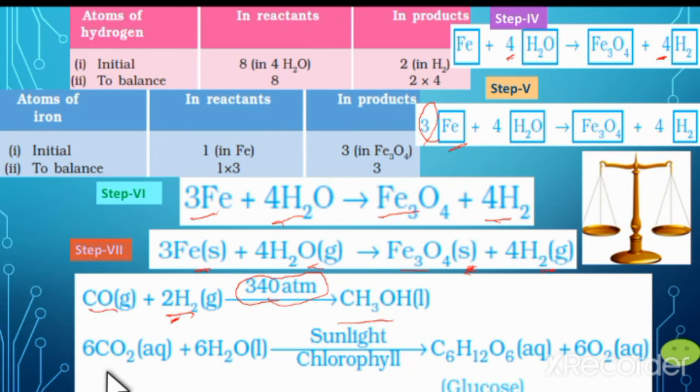Next, another example, the simple photosynthesis example, where 6CO2 is treated with 6H2O. Here CO2 is in the aqueous medium and water is in the liquid form. In presence of sunlight and chlorophyll it undergoes the chemical reaction to give glucose plus oxygen gas. Here the glucose is present in the aqueous medium and oxygen gas is also present in the aqueous medium. So this is also a balanced chemical equation. This way we can balance different kinds of chemical equations.